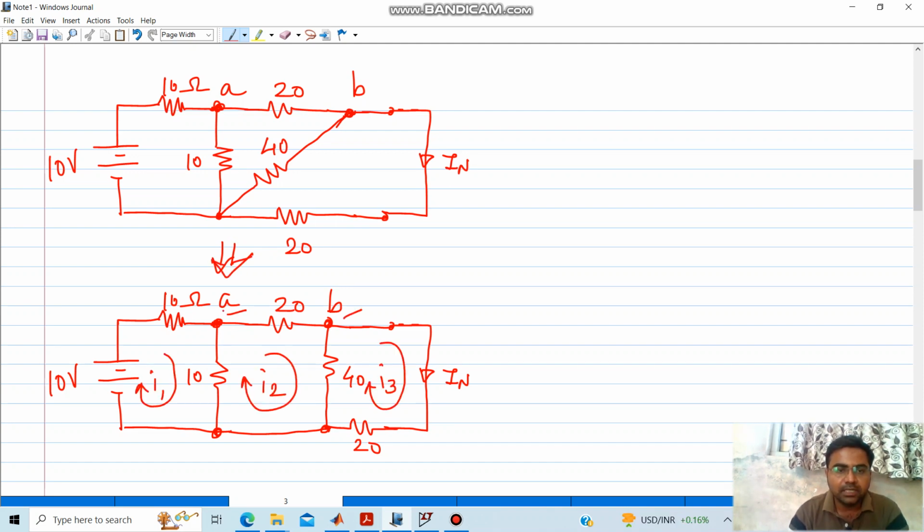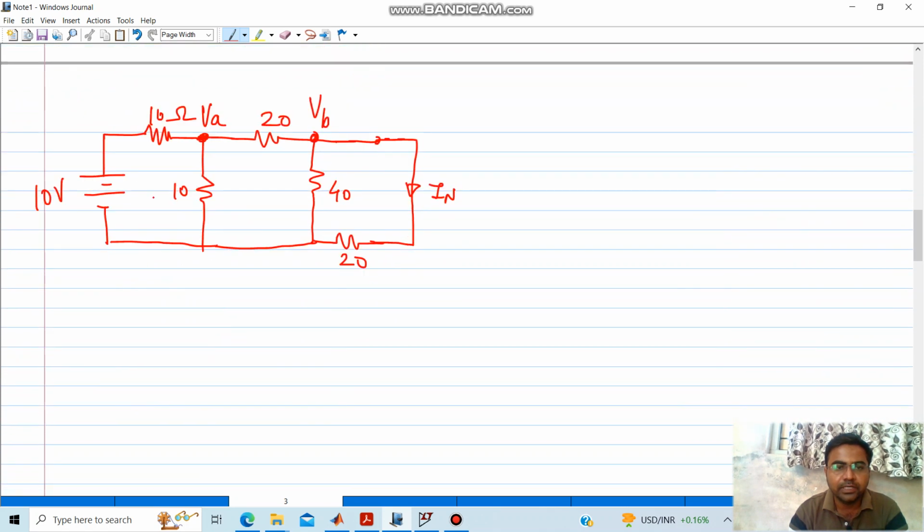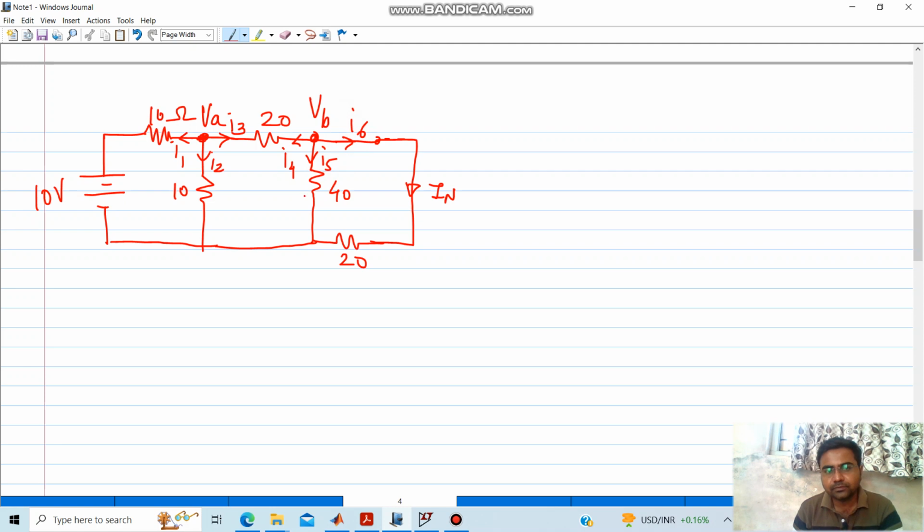So what I have done is I have assigned two node voltages VA and VB here. Now considering VA highest as compared to VB, so I can assign I1, I2, I3 current. Similarly for VB, I4, I5 and I6 current. So at node VA, we can write that incoming current is equal to outgoing current using Kirchhoff's current law. So that would be I1 plus I2 plus I3 would be equal to 0.